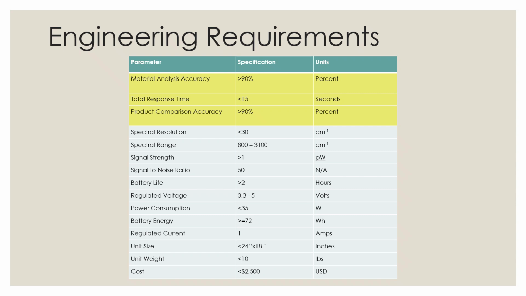This chart details all of our important engineering requirements. The highlighted rows are the demonstratable requirements that we will explore in this demonstration. The system should be able to identify a textile sample with 90% accuracy, the user should receive a readout result within 15 seconds of initiating analysis, and the system should also be able to compare the composition of different products with 90% accuracy.